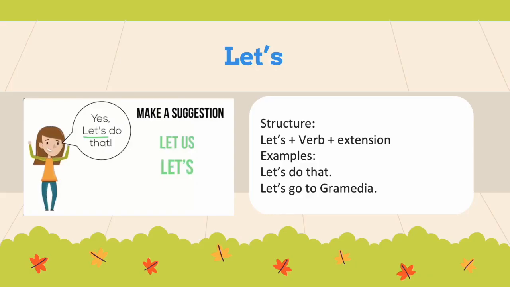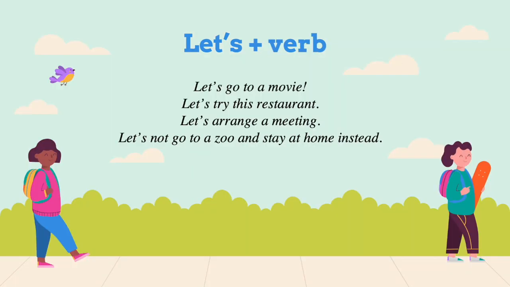Yes, let's do that. We may also make a suggestion using let's or let us. The structure, let's plus verb plus extension. The examples are, let's do that. Let's go to Gramedia. These are other examples of using let's to give a suggestion. Let's go to a movie. Let's try this restaurant. Let's arrange a meeting. Let's not go to a zoo and stay at home instead.